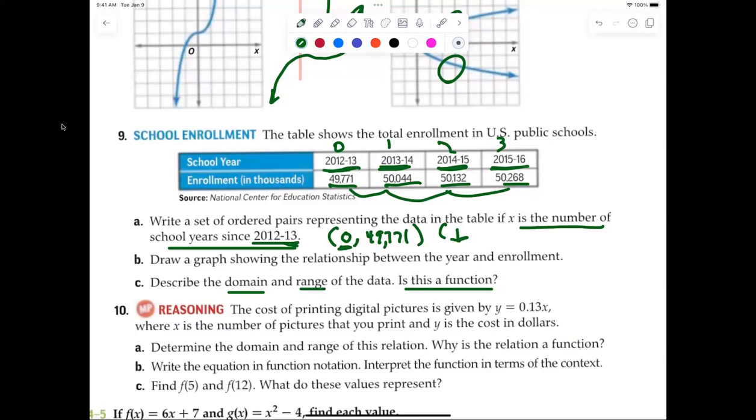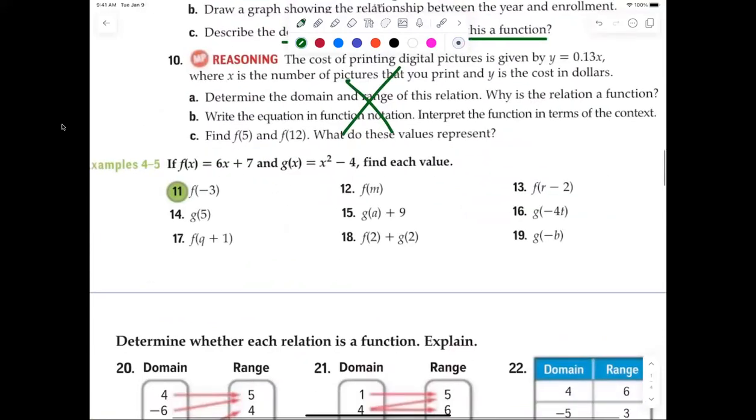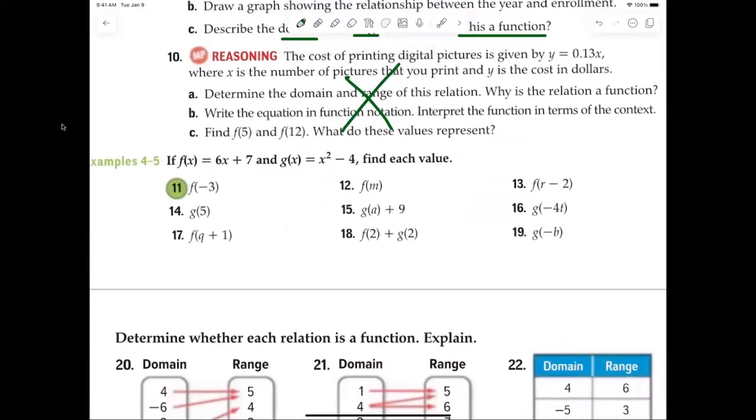All right. I don't really care about number 10. So now you kind of start your homework. Number 11. This is the one you need to write down. This is where people have all kinds of problems.